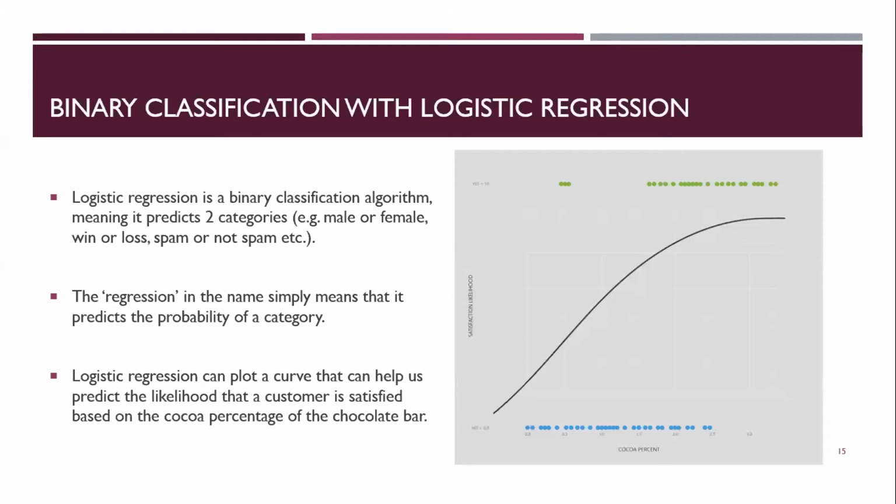Another type of classification is binary classification, which categorizes things into two. So whether it's yes or no, male or female, win or loss, spam or not spam. So the binary classification just considers two things, either yes or no, as the name implies, binary.